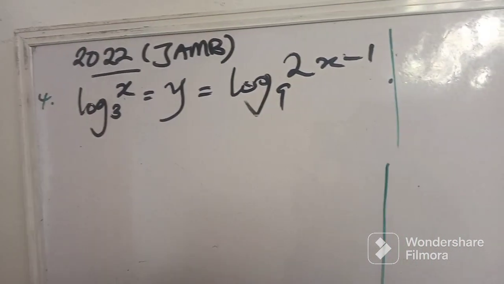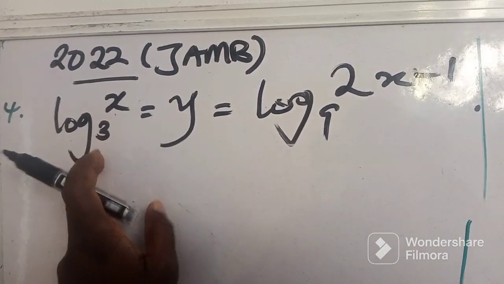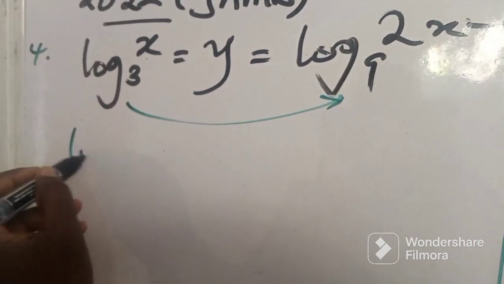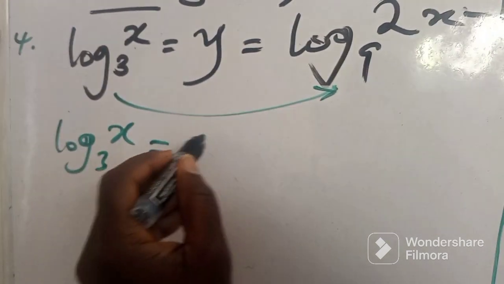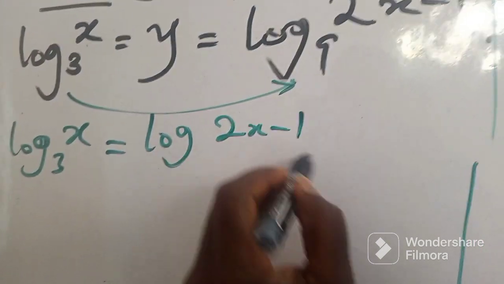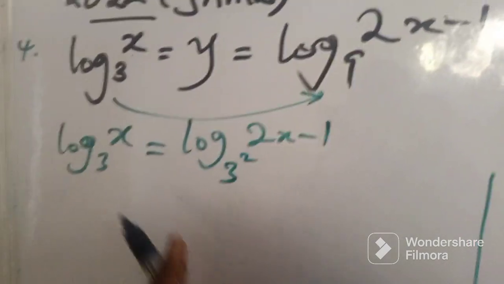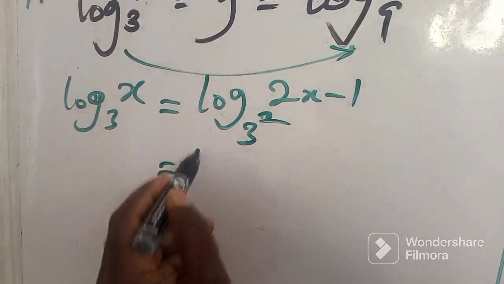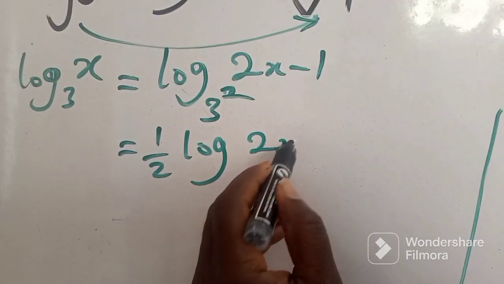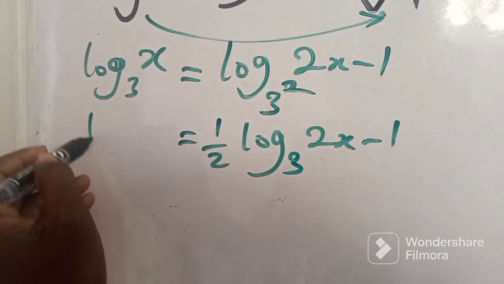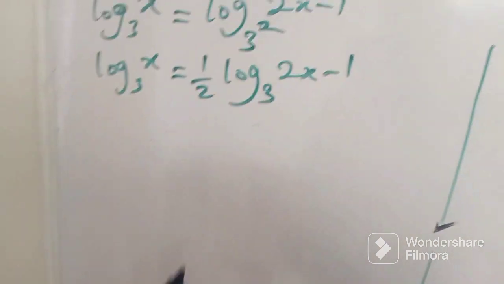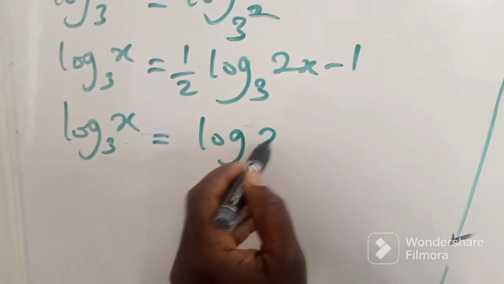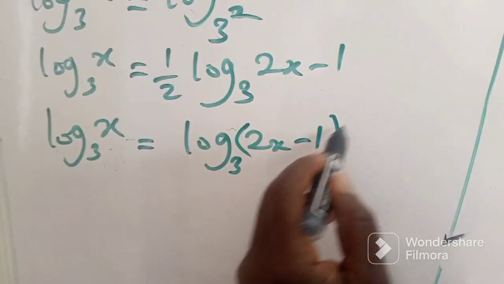In this, we have to find the value of x and y. Since this is equal to y and y is equal to this, we can equate them. So equating them, we are going to have log x base 3 equal to log 2x minus 1, but the 9 can be written as 3 raised power 2, so that they will have the same base. If I bring the power 2 to this side, I'm going to have 1 over 2 log 2x minus 1 base 3. And don't forget the one here, log x base 3. So now bringing the half up, I'm going to have log x base 3 equal to log 2x minus 1 base 3 raised power half.